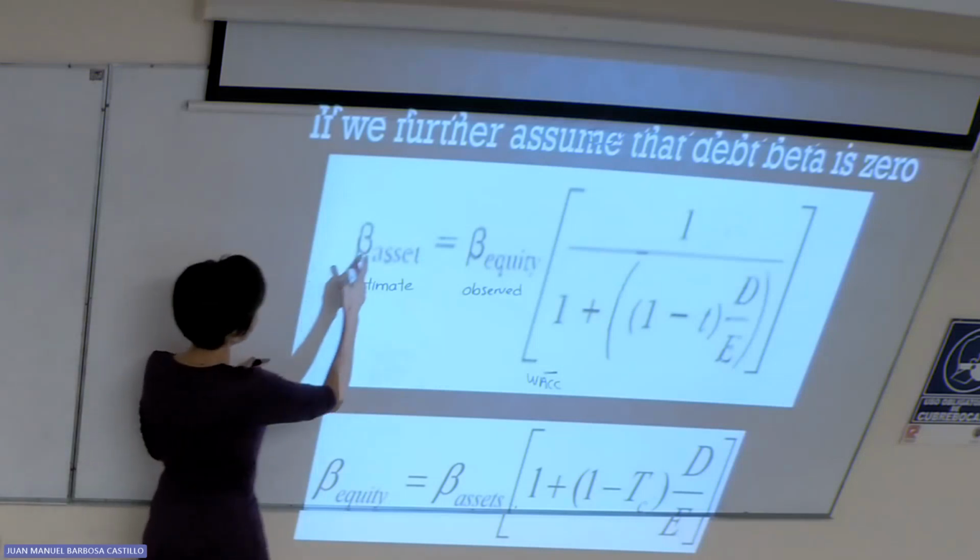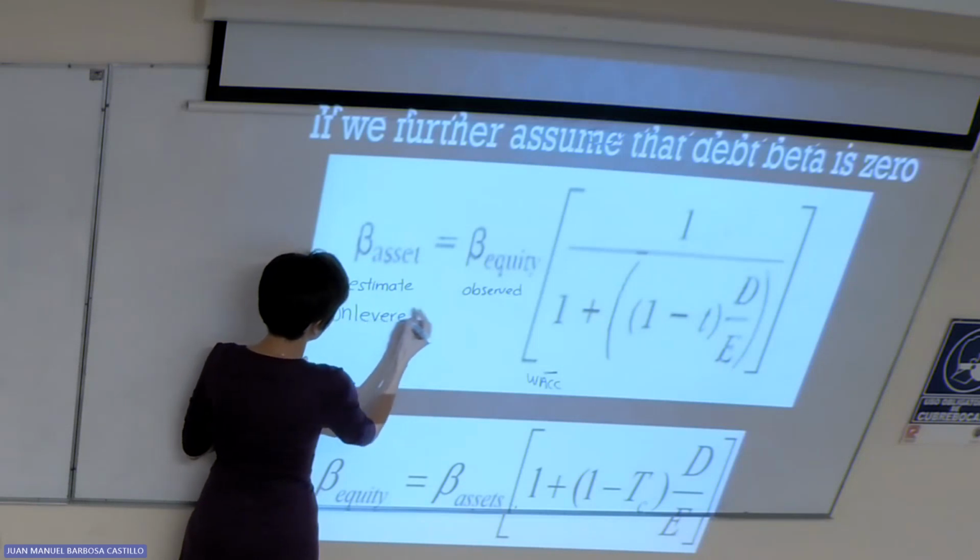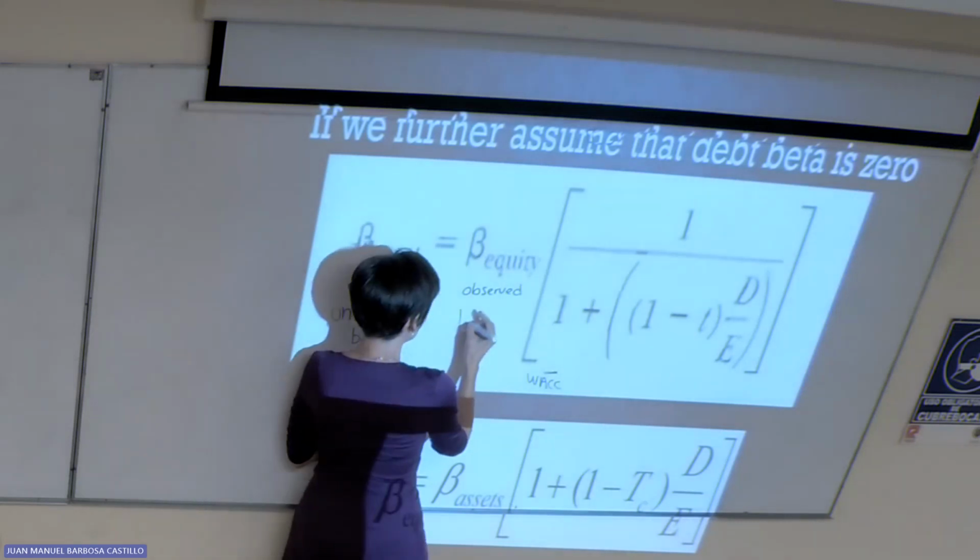Okay. We call asset beta unlevered beta. And we call equity betas levered beta.